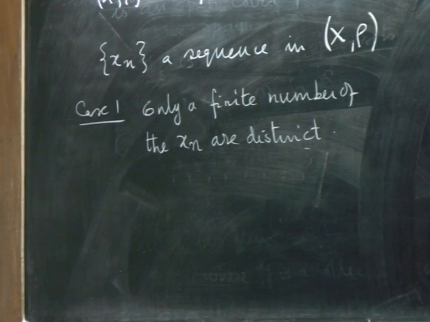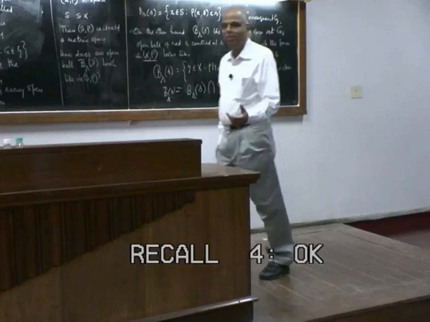Still, let us take for example, you are writing a binary sequence. When you write a binary sequence, how many members are distinct there? At most two. Because 0, 1, 0, 0, 1, 0, 0, 0, that's all you have got at your disposal. So, things will have to repeat. Therefore, you may have only a finite number of distinct terms in a sequence of real numbers. It may be a binary sequence, in which case only a finite number of the xn's are distinct. Namely, 0 and 1 are the only two distinct things that are possible. So, that is the case.